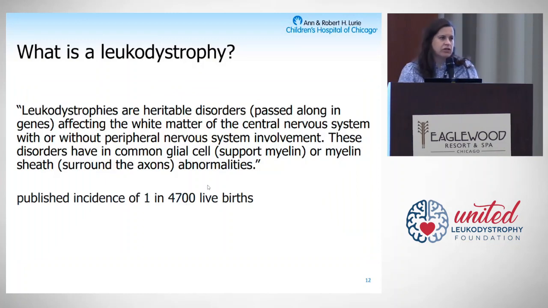So the case definition that they came up with was that leukodystrophies are inherited, so passed along in the genes, that affect the white matter of the central nervous system with or without peripheral nerve involvement. And that these disorders have in common abnormalities of glial cells, which support the myelin, or the myelin sheath, which surrounds the axons. And then, since then, other colleagues have published an estimated incidence of about 1 in 4,700 live births when you look at all leukodystrophies together.